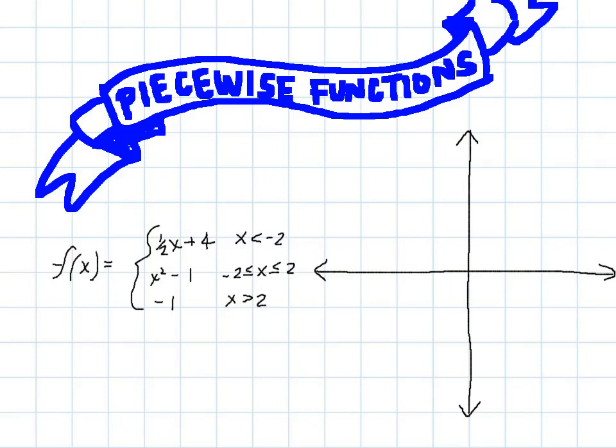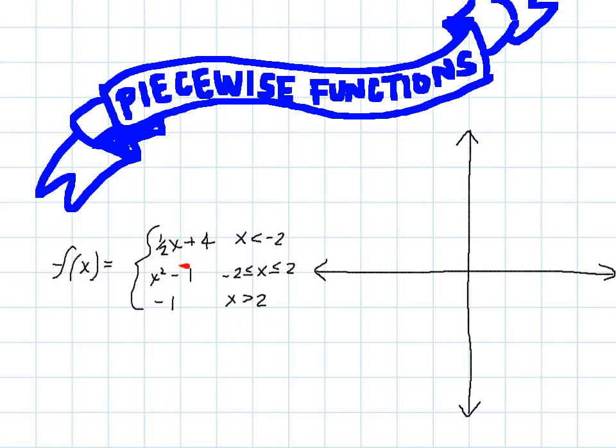Today we're going to be talking about piecewise functions, and that's a function that's defined in different ways for different parts of the domain. So you can see here we have an example of a piecewise function where we have three different functions that are defined on different parts of the domain.